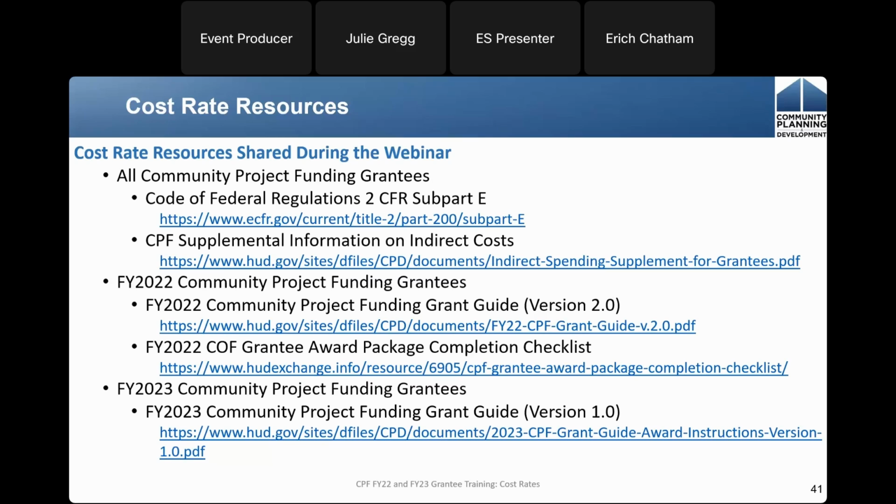CPF supplemental information, as a reminder, I showed you a screenshot a little earlier in the presentation about where you can find a quick guide for indirect spending. That's back on the HUD Exchange. Of course, reference always back for each of our 22 and 23 cohorts. I want to really encourage everyone to continue to reference the grant guide and your grantee award package completion checklist. Links are there as well, but you can find all of that on your HUD Exchange, and hopefully you've already downloaded and have access to that on your desktop. Next slide, please.